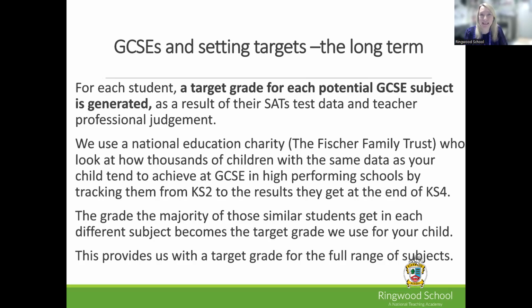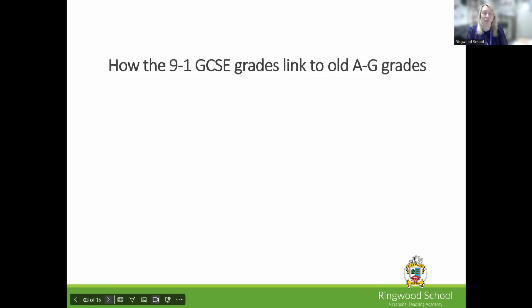And that comes from their Key Stage 2 SATs data and also from their teachers' professional judgment. We use a national education charity called Fisher Family Trust, who look at thousands and thousands of students who have actually sat their GCSEs. They take a subsection of those students who have the same data as your child, and look at what they actually have achieved in high performing schools. They use that result to set a target, the most likely grade for that child to potentially get in that particular subject. That provides us with a target grade for the full range of subjects that we do at Ringwood School. So then we wind that back.